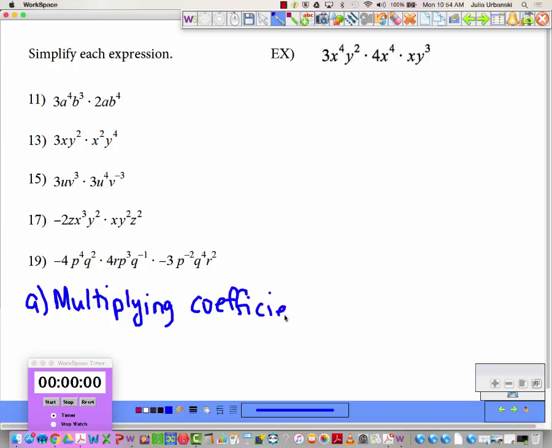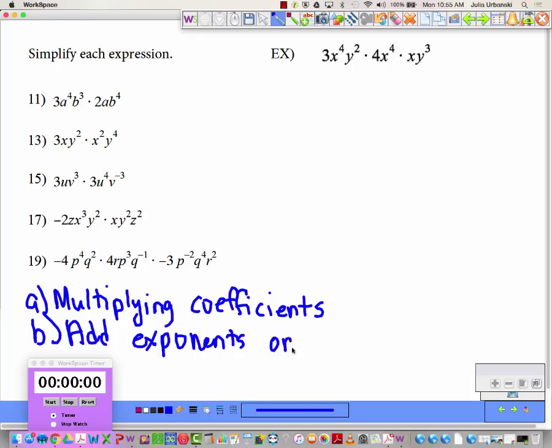Coefficients are the numbers out in front. The second thing you're going to do is add the exponents for matching powers, matching variables. Add the exponents on the same base. They both have a base of A, so you can add their exponents together.